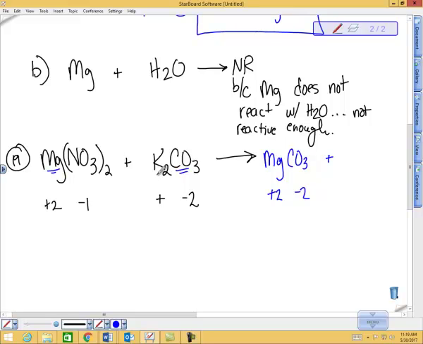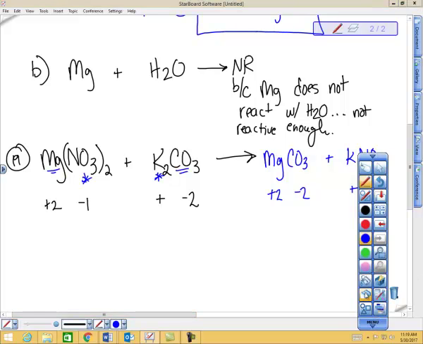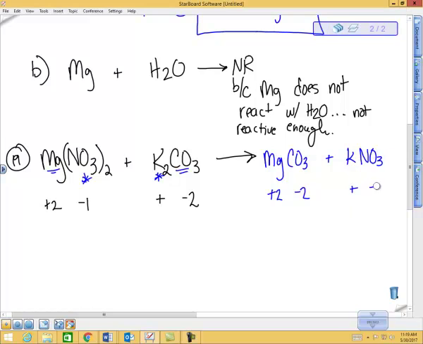Who's the other product? Who's K going to want? Yeah, he's going to want that nitrate. So K and NO3 come together. Check their charges, positive and negative, 1 each, so it's set. All right, the only thing left to do is to label your solubility and balance the reaction.